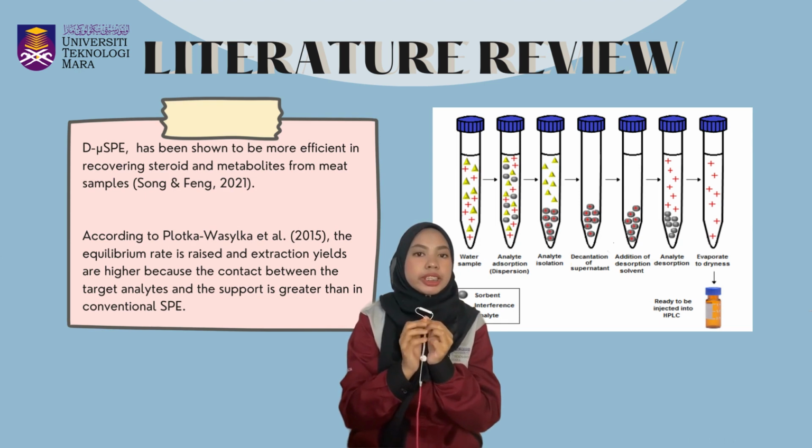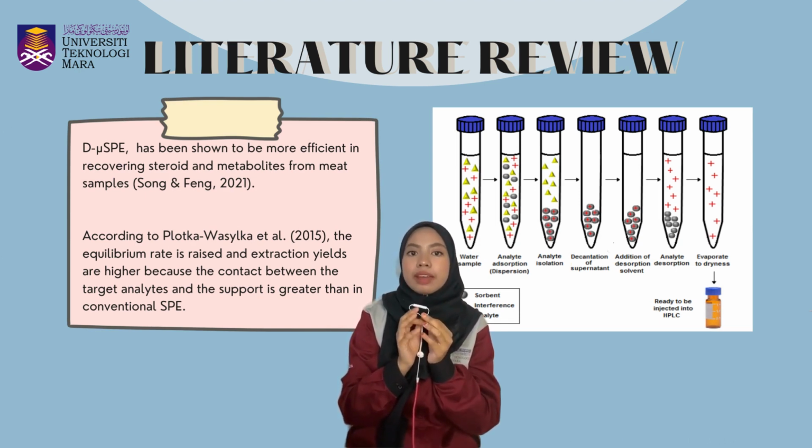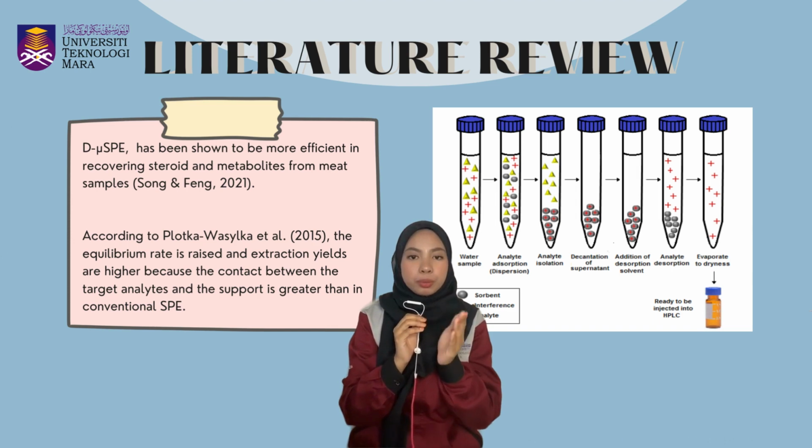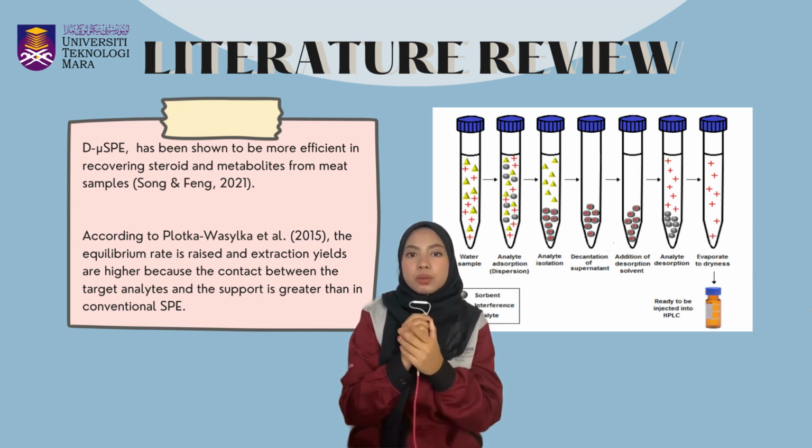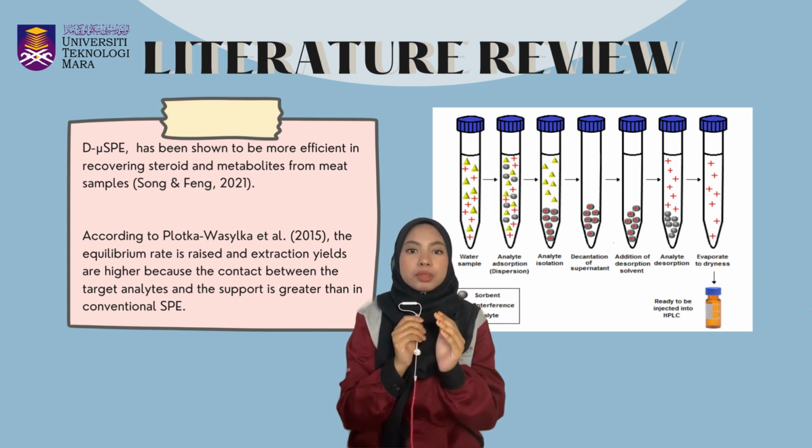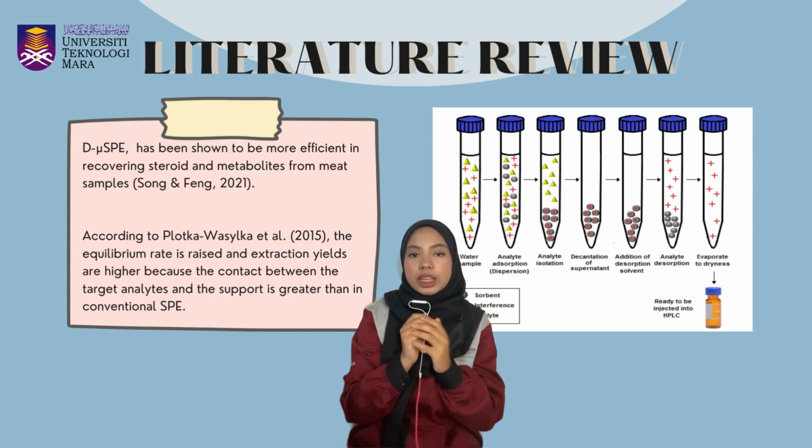D-µSPE is efficient in recovering steroid in meat according to the study of Song and Feng in 2021. It is due to the solvent dispersion that can improve extraction kinetics. Thus, sorption and elution kinetics also improve. Based on Plotka-Wasylka et al., the equilibrium rate is increased and extraction yields are higher in D-µSPE due to the greater contact between the target analytes and the support compared to traditional SPE.